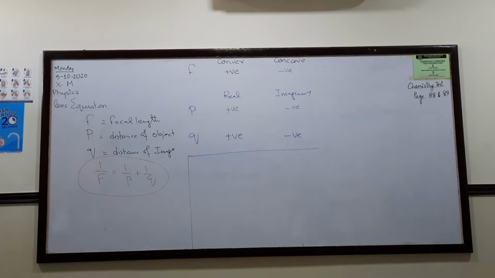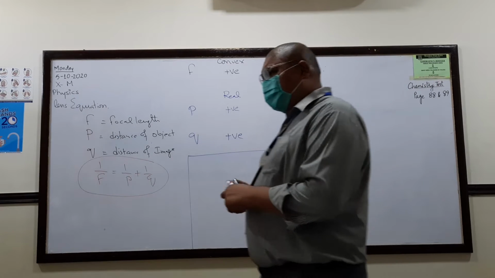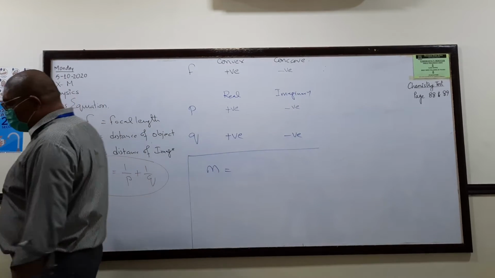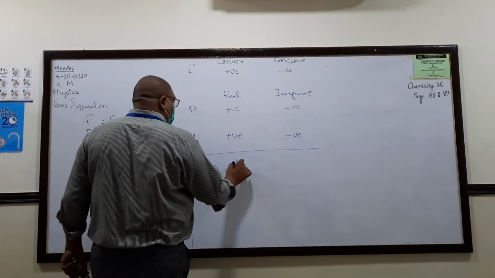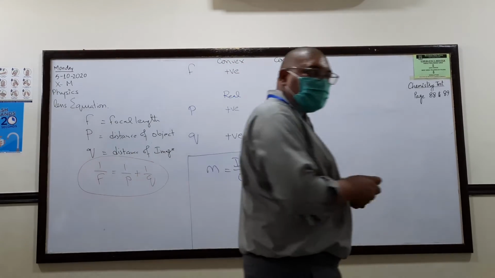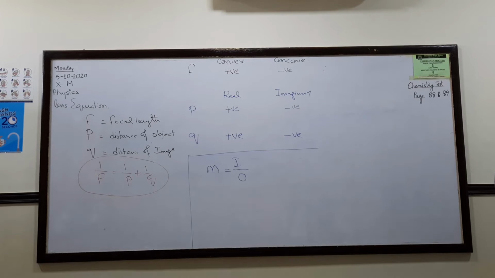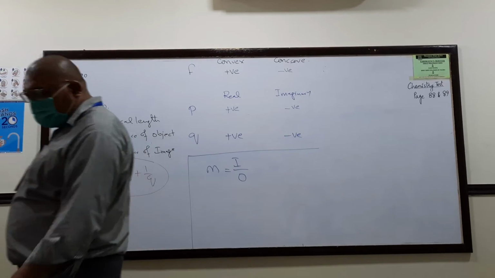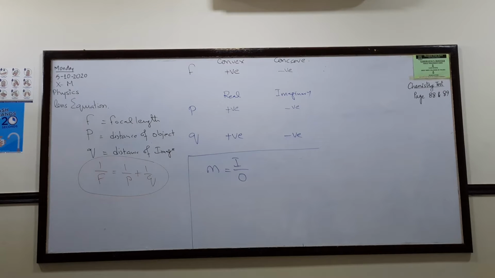That formula is the linear magnification. The magnification is represented with m. It is I divided by O. What is I? I is the height of the image. And what is O? The height of the object. So the ratio of the height of the image to the height of the object is called magnification. This is called linear magnification.